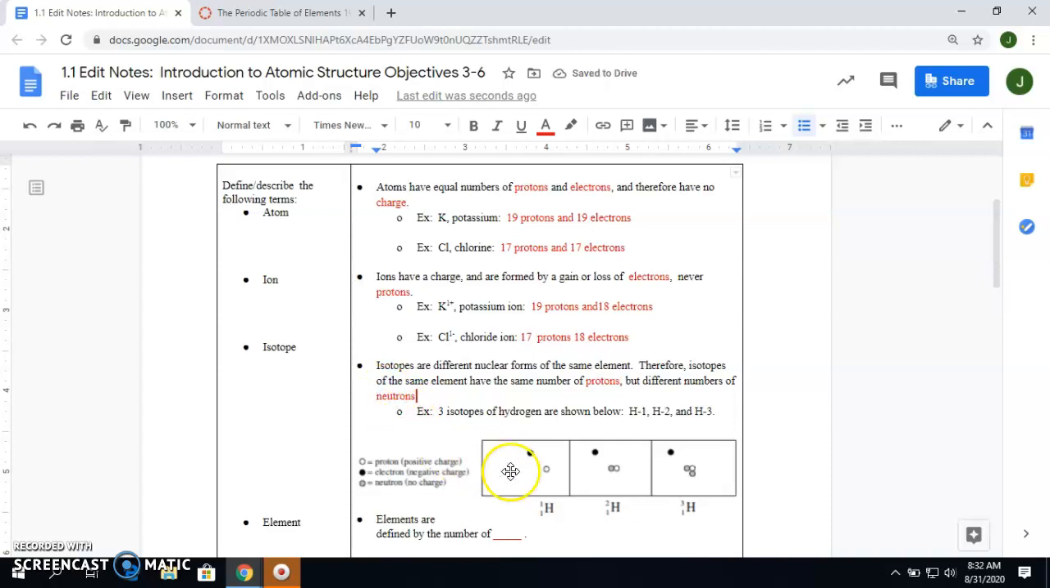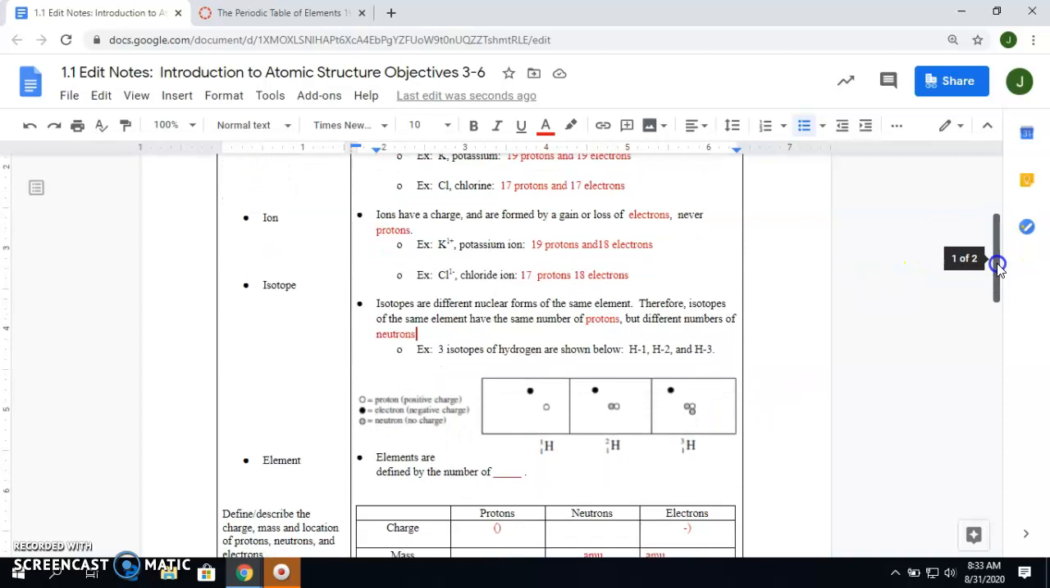And we've got a couple of good examples down right here with a nice picture. So these are 3 different forms of hydrogen. The reason that each one is hydrogen is because if you look at the key, it tells us that the open circle is a proton. You can see there's 1 proton, 1 proton, and 1 proton inside the nucleus. But then we have different numbers of neutrons. The neutrons are gray. 0 neutrons, 1 neutron, and 2 neutrons. So again, same number of protons, but different numbers of neutrons, making them all hydrogen isotopes.